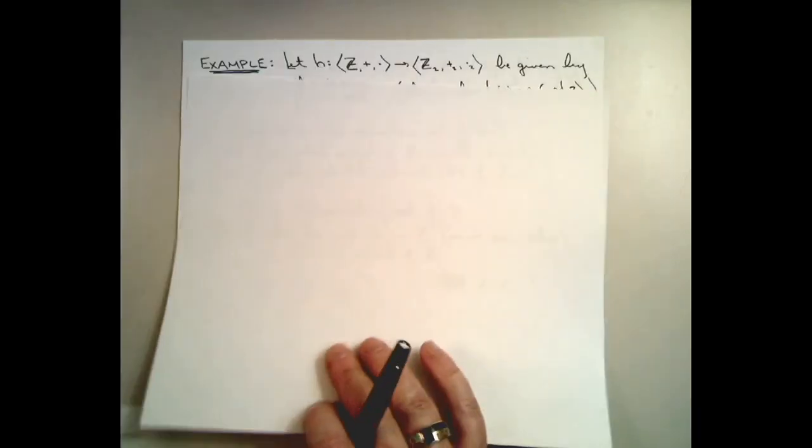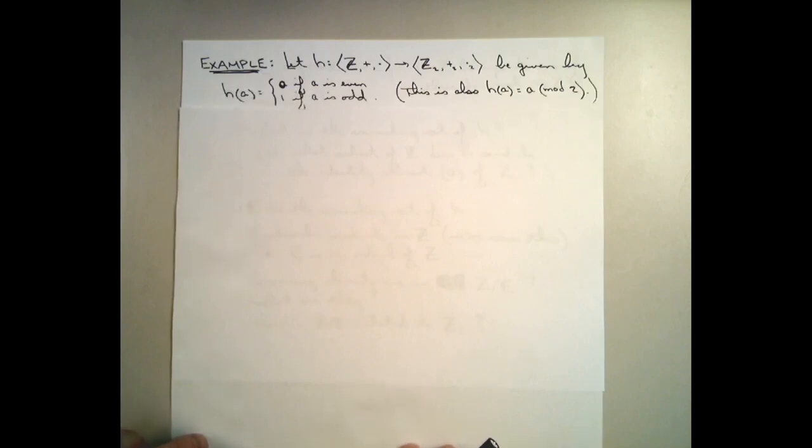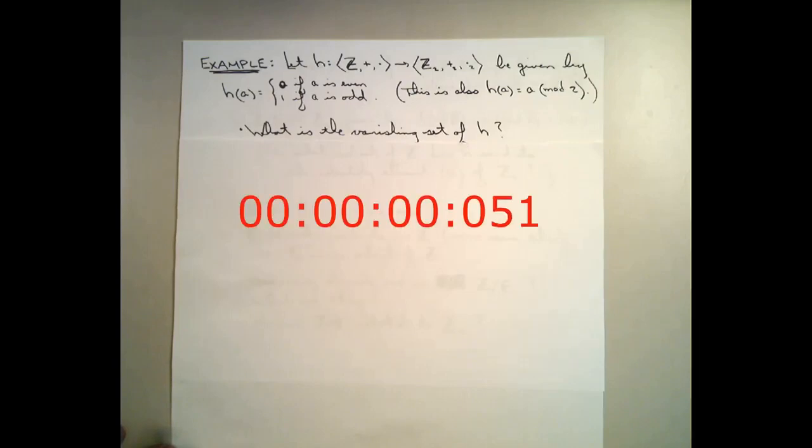Okay, here's another example. Let's let h be the function from the integers onto Z2 again, and we'll define that just as we defined it before, and notice that we could have used the format that we just spoke of in the more general setting. What's the vanishing set of h?